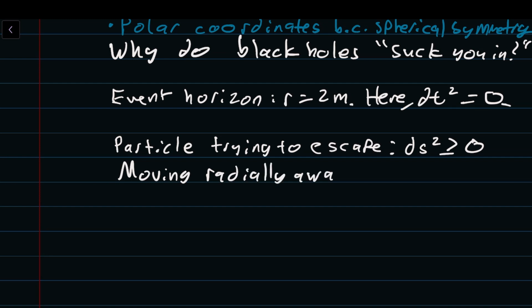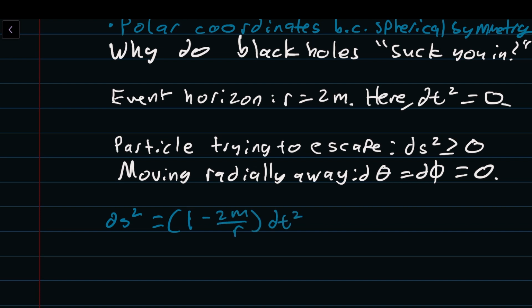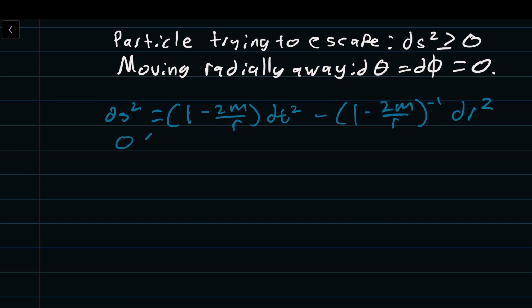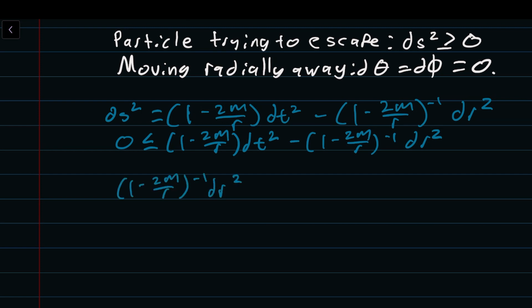We're going to examine what happens if we have a particle trying to escape the black hole. It's going to be trying to move straight away from the black hole, so it's not going sideways or up or down or anything. And we need it to follow a time-like or null path because it's either a particle or a photon. So we're going to rewrite the line element here, ignoring the d phi and d theta terms because they're 0, as we just said.